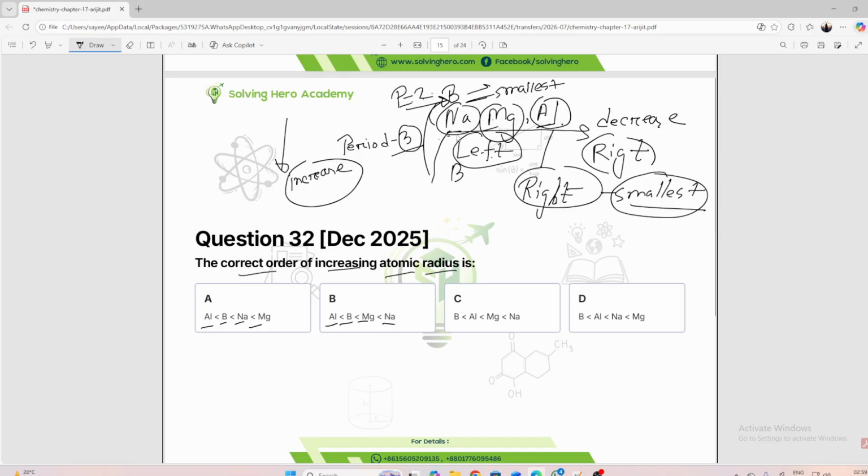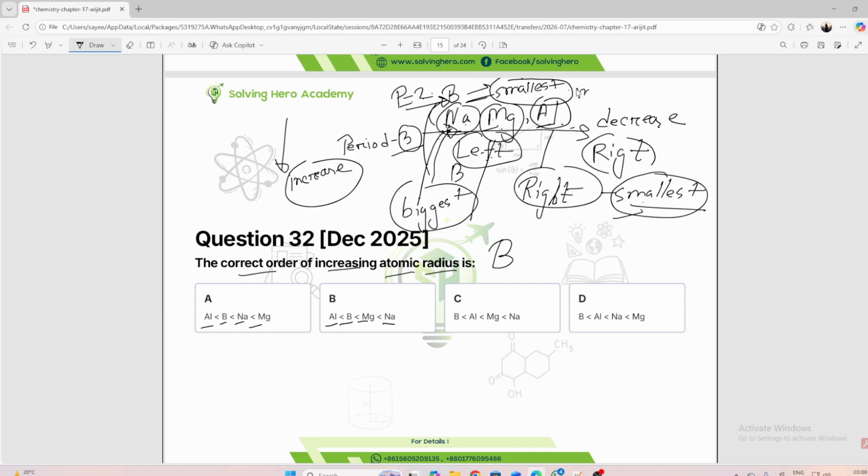So look carefully. What will be the order of sodium and magnesium? Magnesium stays to the right of sodium, so it is smaller than sodium, and sodium lies on the left, so sodium is the biggest one. Am I clear? As aluminum lies on the right side, it is the smallest one, and sodium is the biggest one. Among these 3, aluminum is the smallest, sodium is the biggest. So boron is the most smallest.